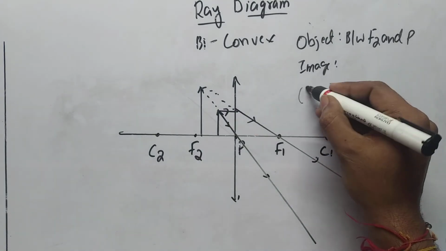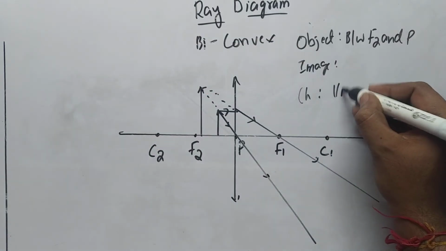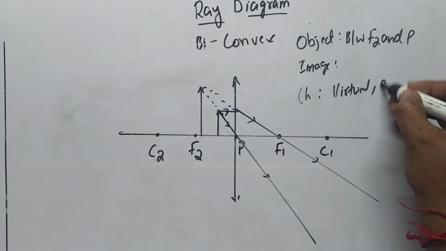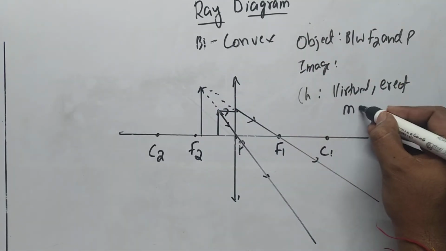So the characteristics of the image will be, we got the image above the principal axis, so it will be virtual. Whenever it is virtual, it is erect. You can say that object is small, image is bigger. We have to write it is magnified.